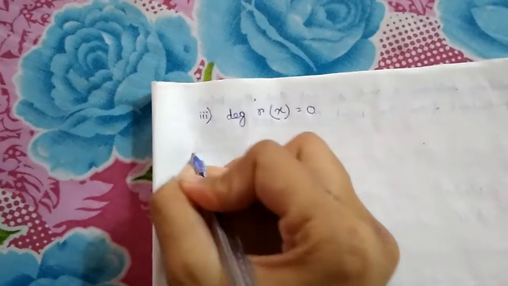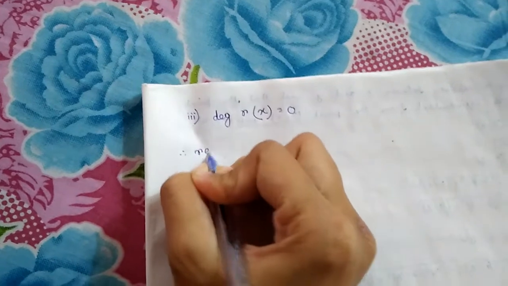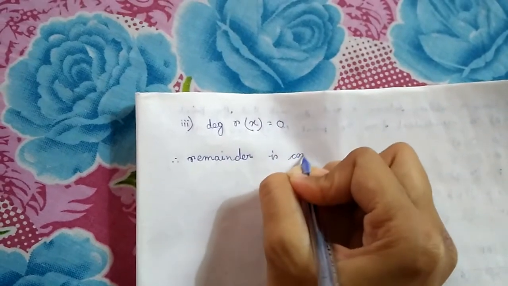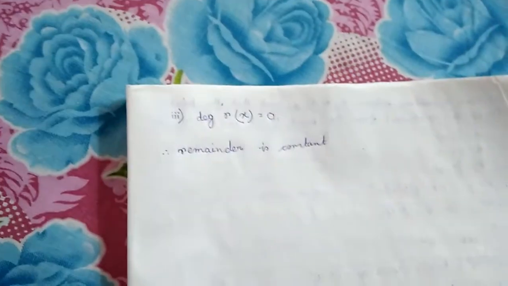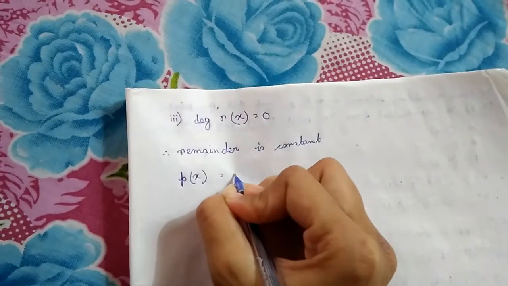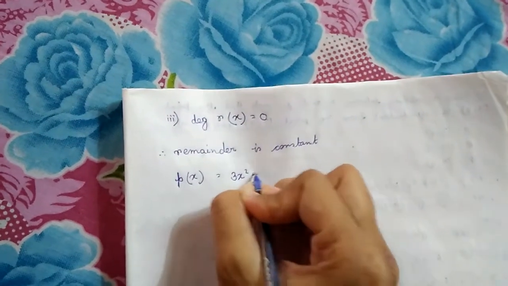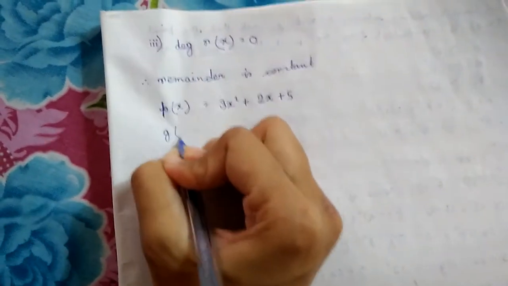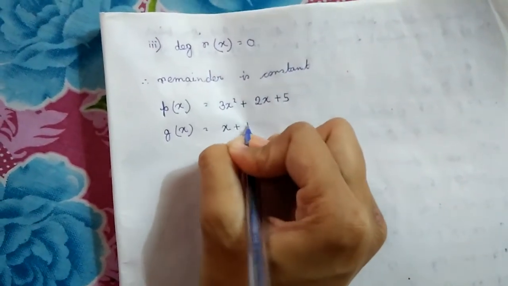Now the last one, degree of r(x) equals 0. Remember, the degree of r(x) will be 0 if the remainder is a constant. So first we have to find a case where the remainder is constant. So let's find one example. Let p(x) equal 3x square plus 2x plus 5, and let's divide it with x plus 1. So g(x) will be x plus 1.